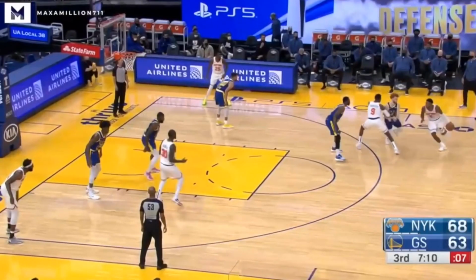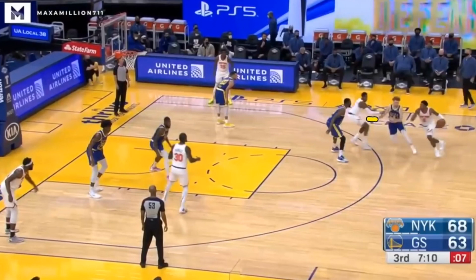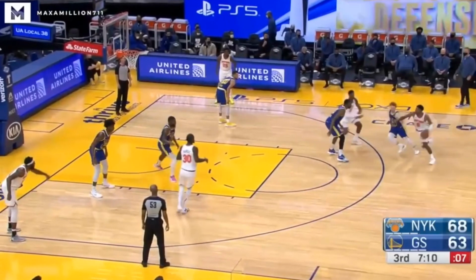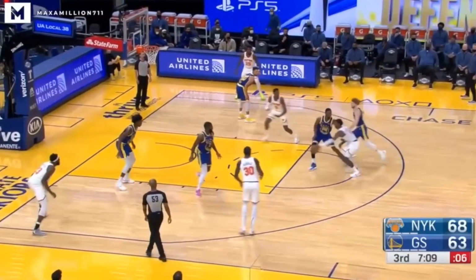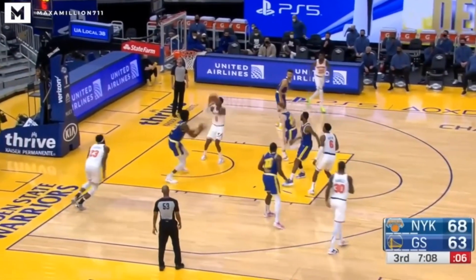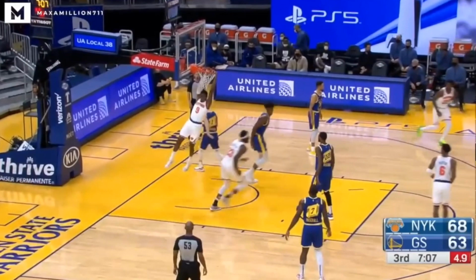RJ Barrett's also very good with the screen, so he leaves the screen early as soon as he sees Wiggins start popping out. At this time, we then have him sprinting towards the rim, which allows him to get to the rim with nobody around him, and he's able to dunk it on Wiseman.